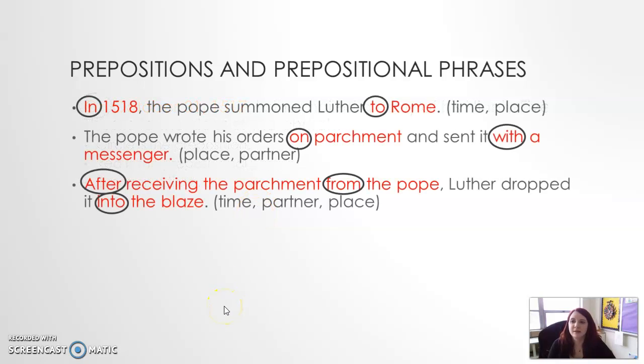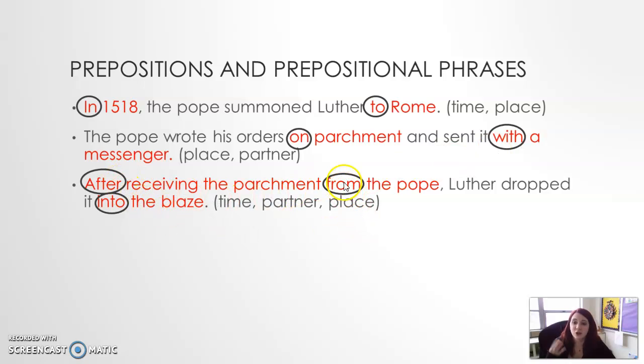So let's look at some other ones. In 1518, the Pope summoned Luther to Rome. So in and to are the prepositions. The words in red are the prepositional phrases. This prepositional phrase is demonstrating time. This one's demonstrating the place. The Pope wrote his orders on parchment and sent it with a messenger. Same thing, on and with are the prepositions. On parchment is the first prepositional phrase, and that's showing place. That's where it was. With a messenger, that's showing who it was meant for.